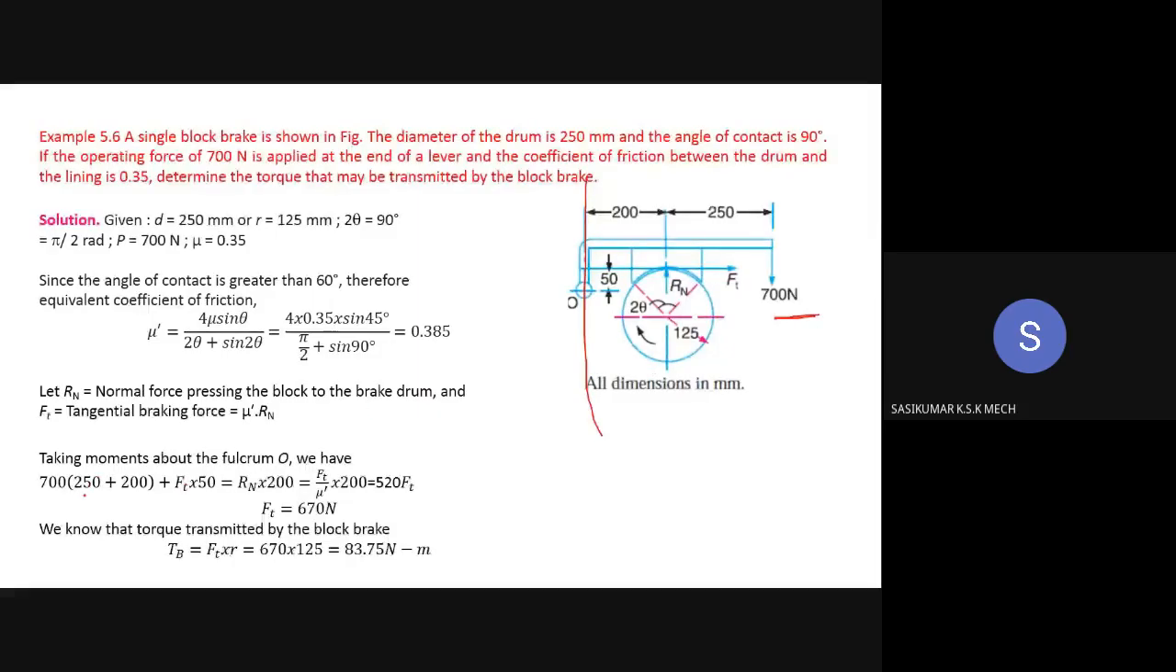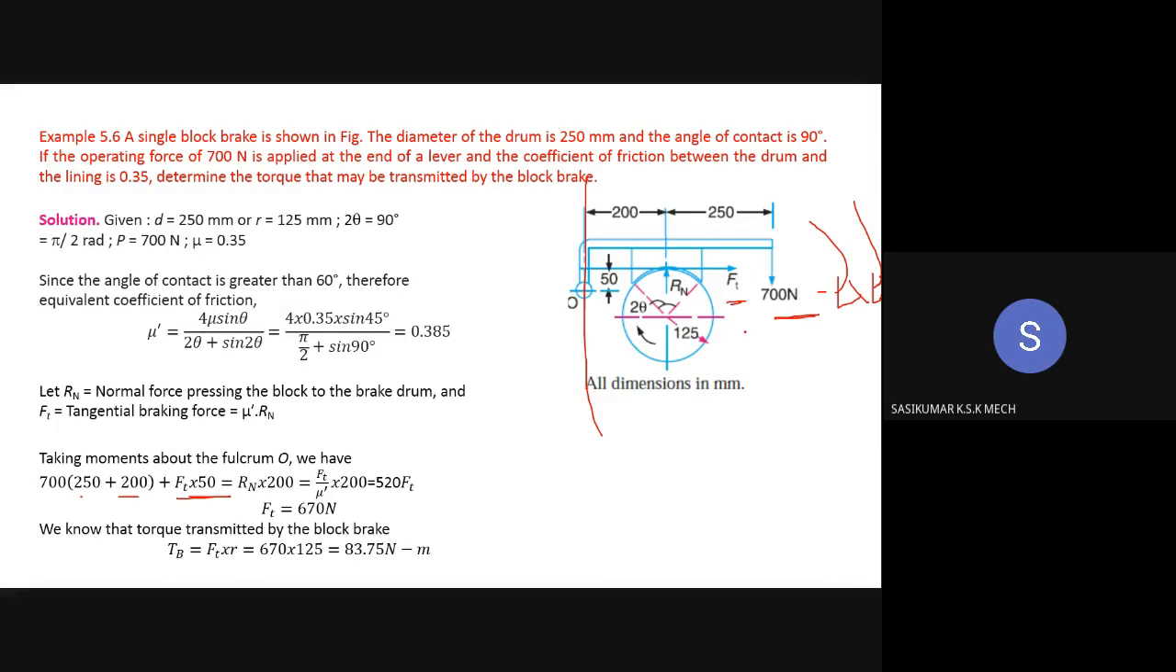From the fulcrum, it is 250 plus 200. This Ft and the 700 will make a clockwise moment, so the two will be on one side. Ft we don't know now. From Ft to the fulcrum the distance is 50, so that is Ft into 50.